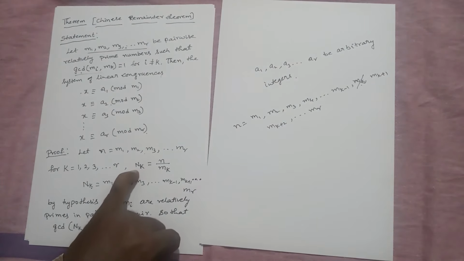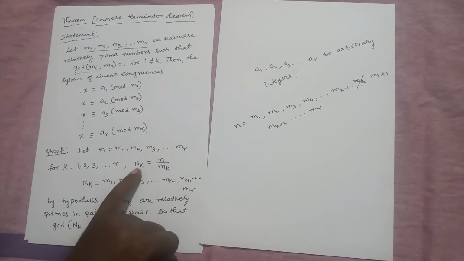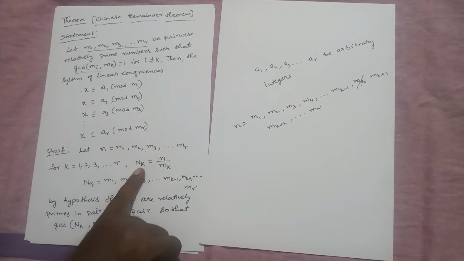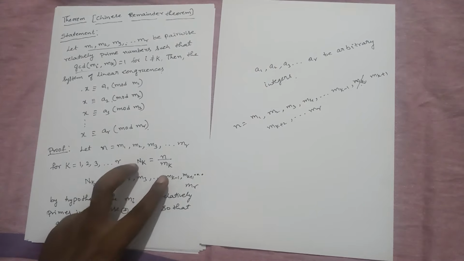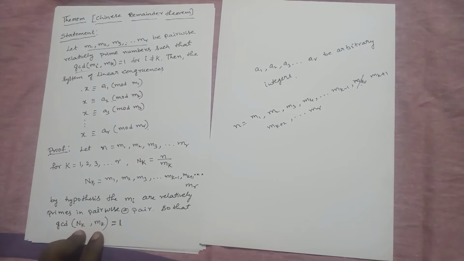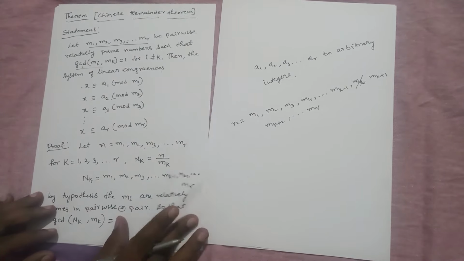So here also, for nk we are taking mk. If you take k equal to 1, you will get n1 and here m1. If you take 2, you will get n2 and m2. So only these two change, and the GCD of these two numbers is always 1. So next line.